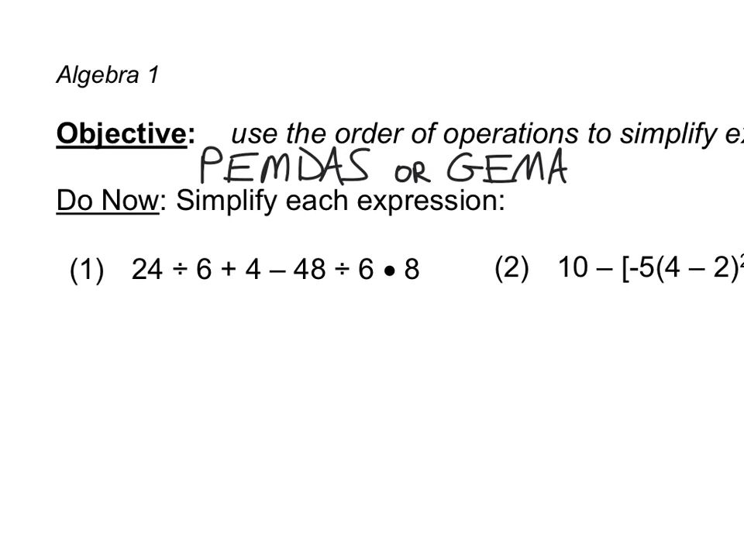All right, so in number one, I don't see any parentheses. I don't see any exponents. I do see some multiplication and division, but when you see multiplication and division, you do it in the order of left to right. So I'm going to handle this division part of the process first. 24 divided by 6 is 4. Then I'll handle this division component, negative 48 divided by 6, negative 8.